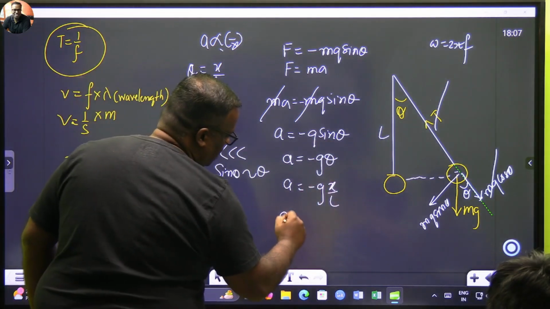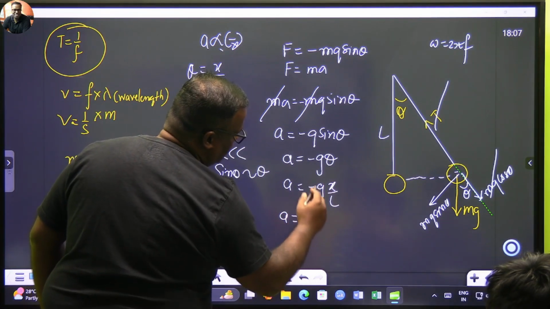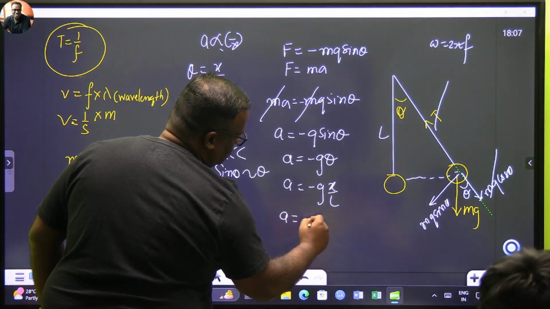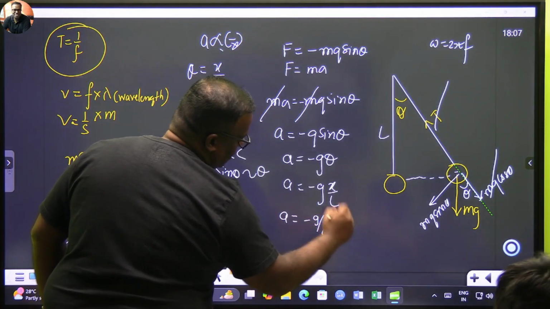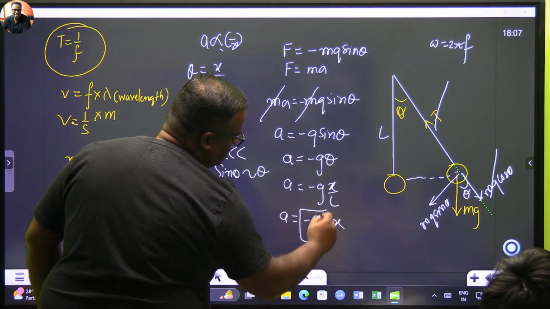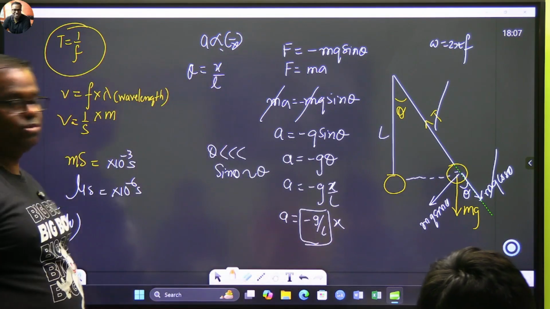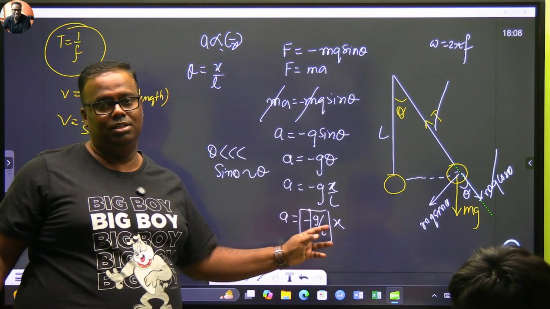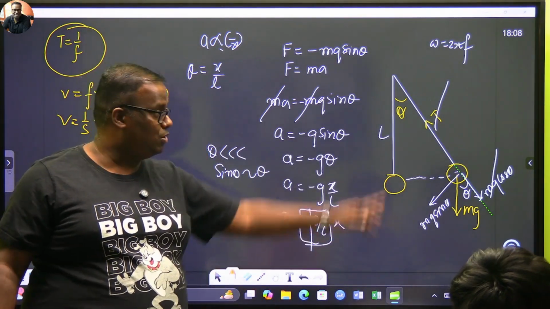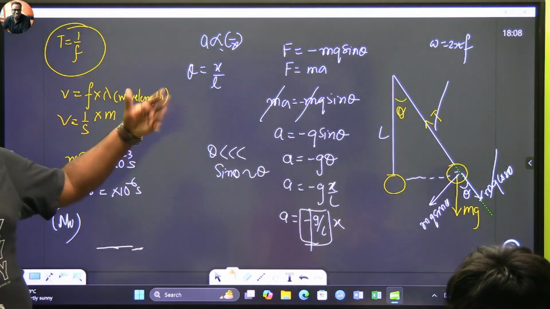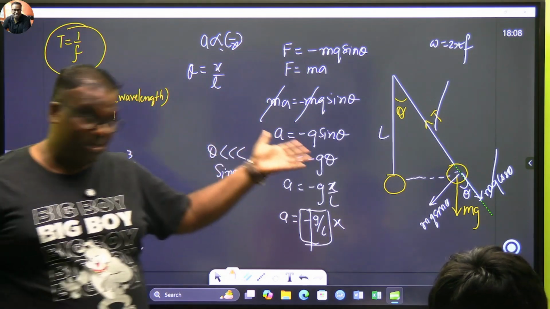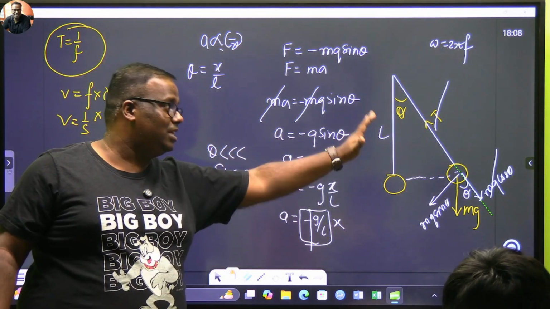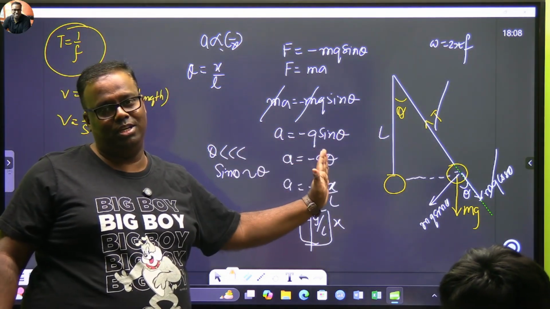And now what do we get? Now we get a is equal to minus g by L times x. This minus g by L is a constant. So acceleration is proportional to negative of displacement. So it is simple harmonic. You will study this in 11. If you want to study it there, then at least all these concepts should be clear to you.